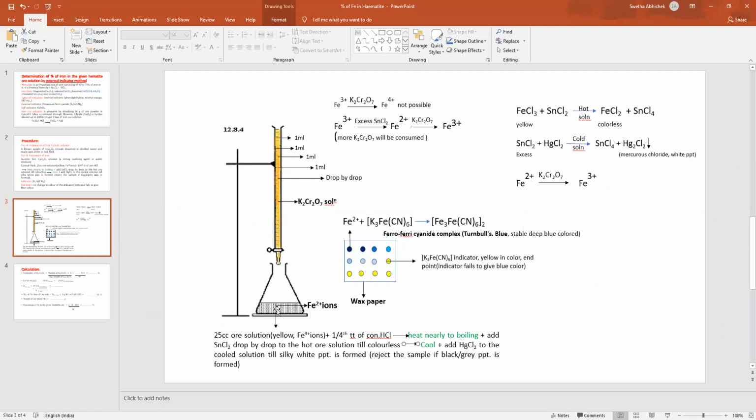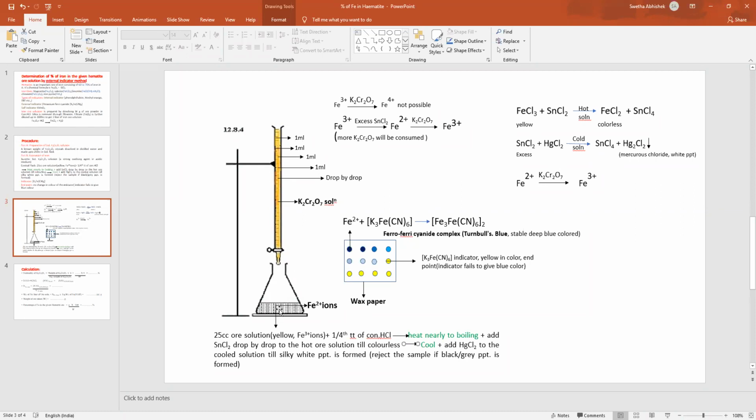Now this reaction mixture, after it is treated with K2Cr2O7, should be brought in contact with the indicator, which is taken externally. How can we do that? You can do that by using a glass rod. Take a clean washed glass rod, dip it into the solution in the conical flask, take a tiny drop of the treated reaction mixture and bring it in contact with the first drop of the indicator, which is taken externally on wax paper.